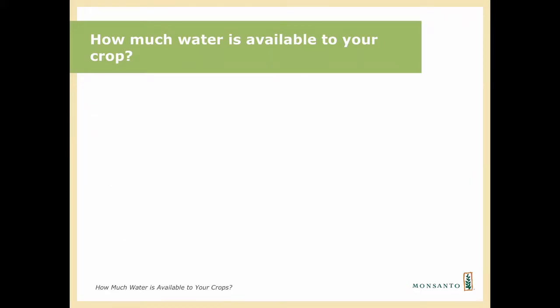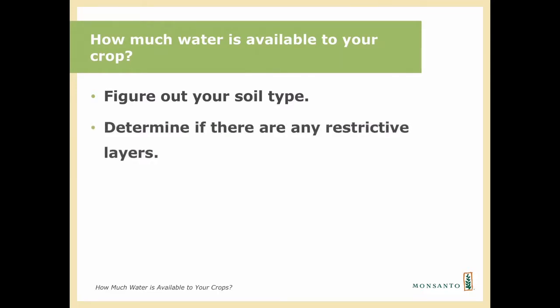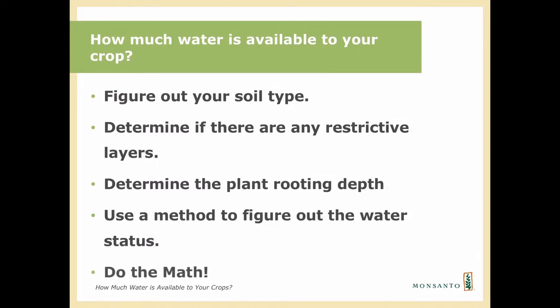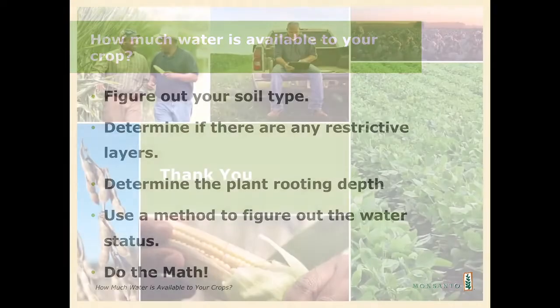So let's recap the plant available water. First, figure out your soil type. It tells you a lot about the plant available water that could possibly be in your soil. Then determine if there are any restrictive layers. Is there anything that's affecting how much volume of soil that plant can get to? Determine the plant rooting depth to let you know how much or what volume of soil the plant's exploring. Then use a method to figure out the water status of the soil so that you know how much is plant available. And finally, do that math. The math is really what puts it all together and helps you come up with a concrete number that you can use in irrigation scheduling.